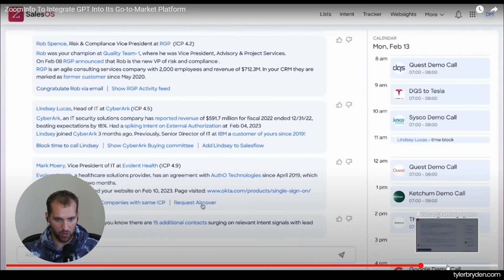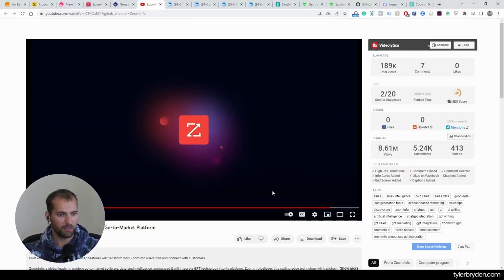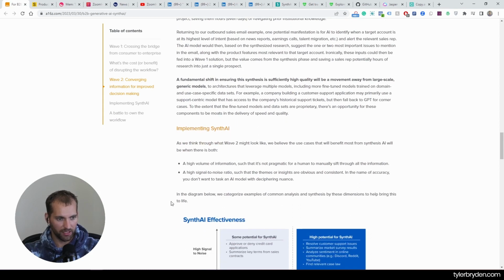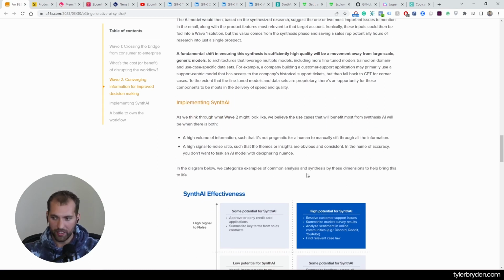So this is just a demo, but we can start to see how this could be used in a B2B use case. Obviously they highlighted this, which I think is interesting, and talk about how you are then implementing SynthAI into the business. And this is something that we've seen at Speak AI, the high volume of information such that it's not pragmatic for a human to manually sift through all of it. And I can say, even when it's research firms doing something like focus groups or interviews, once you cross 5 interviews, it becomes very time consuming to manually review that information.